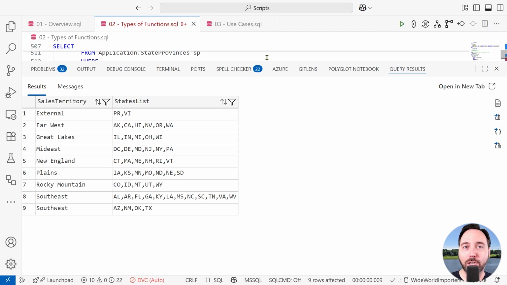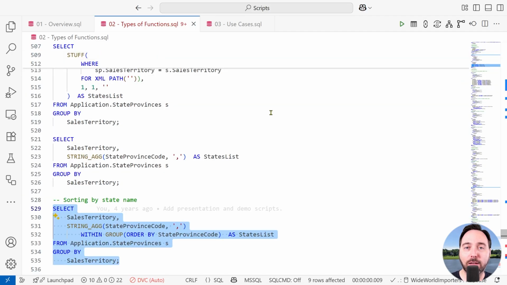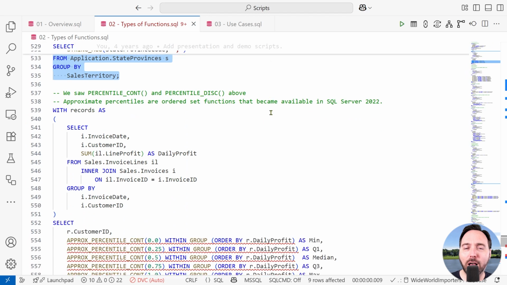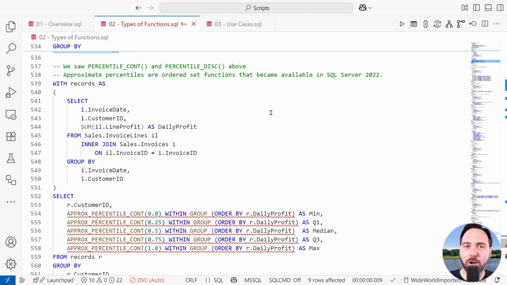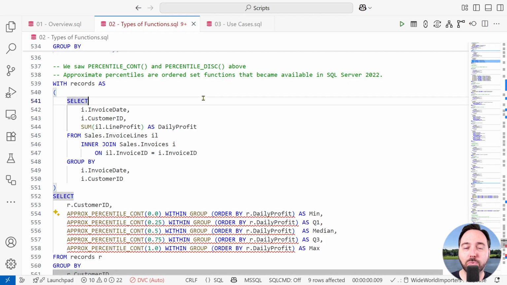SQL Server 2022 gave us a pair of new ordered set functions. I talked about PERCENTILE_CONT and PERCENTILE_DISC just a few moments ago and mentioned that these can be very slow to the point of not completing in a reasonable amount of time with a large enough data set. This is why Microsoft introduced approximate percentiles in SQL Server 2022.